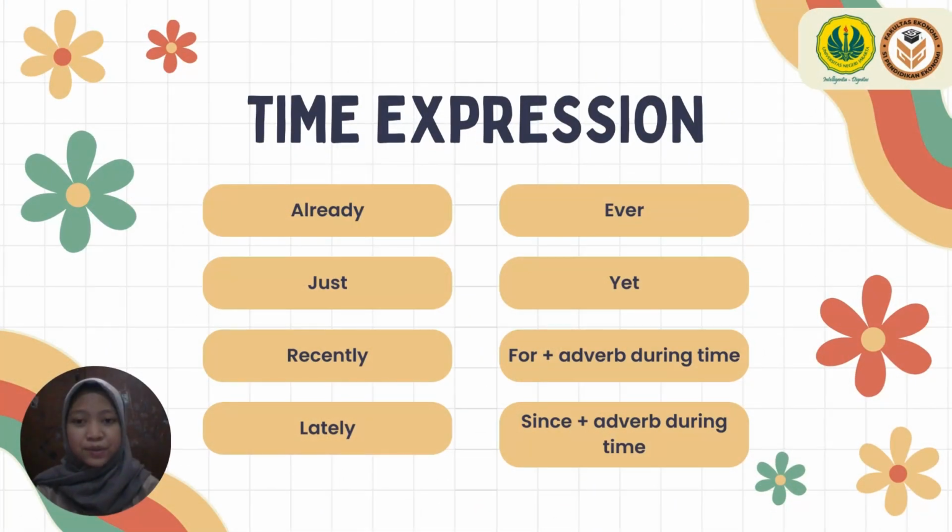In present perfect tense, we also can add time expressions like already, just, recently, lately, ever, yet, for, and since. Already means sudah, just means baru saja, recently means baru-baru ini, lately means akhir-akhir ini, ever means pernah, yet means belum. For plus adverb of time, for example for 3 years, artinya selama 3 tahun, and since plus adverb of time, for example since 2 hours ago, means sejak 2 jam yang lalu.